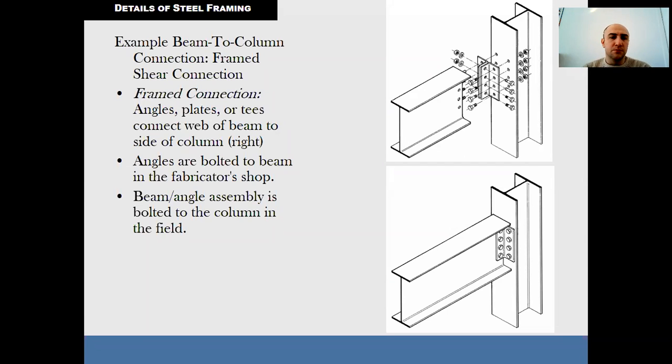A beam-to-beam connection must be able to resist lateral forces unless the forces are resisted by other means within the structure, such as a floor slab, for example.